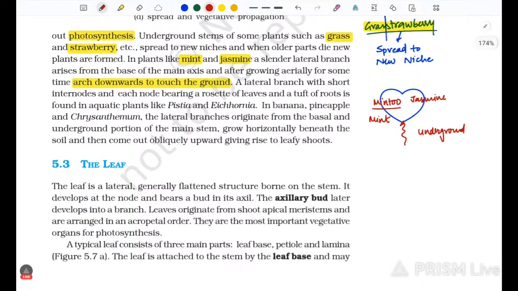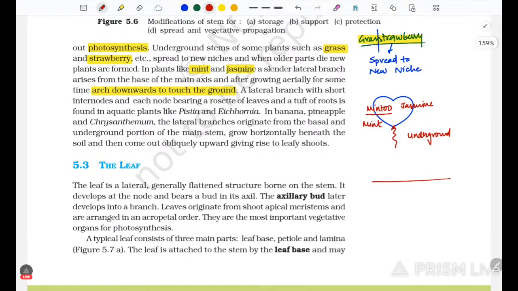Okay, then you have got a beautiful plant. I'll try and show you this plant. The name of this plant is short internodes. First of all, understand short internodes, and each node bearing the rosette of leaves and a tuft of roots.